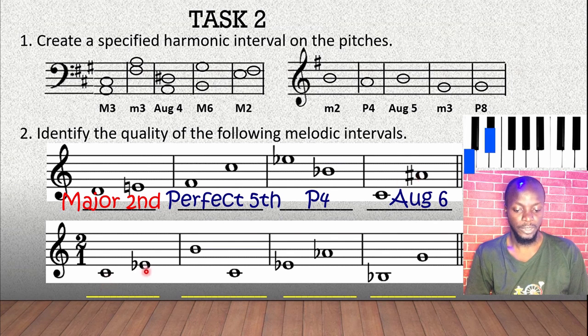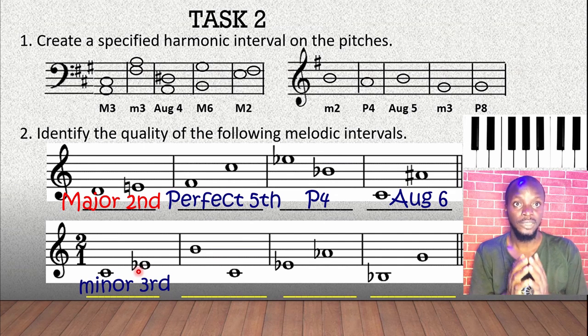Now let's go to C to E flat. C to E flat is a third. And what kind of third is this? It's a minor third, right? Because E is flattened here, and we have 3 semitones between them. A major third has 4 semitones, but a minor third has just 3 semitones, right?